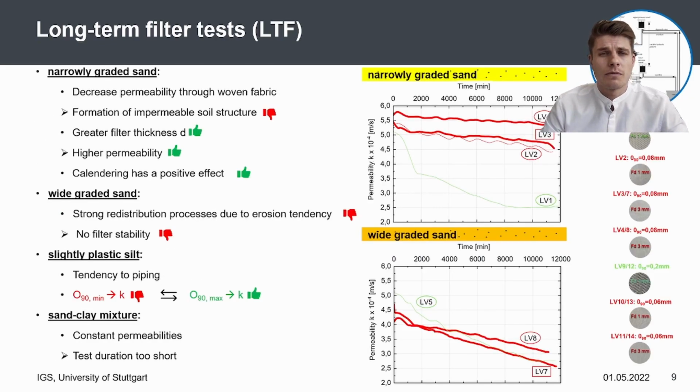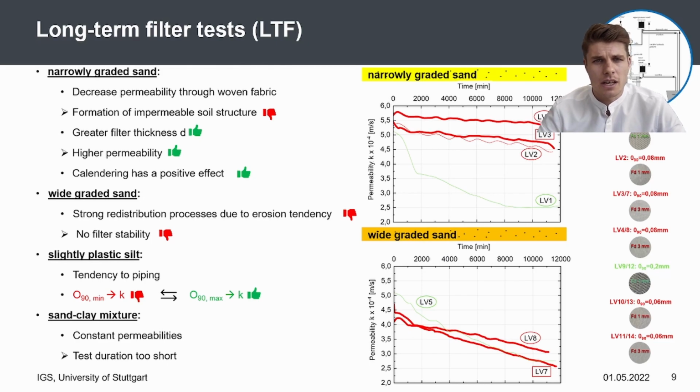Let's move on to some significant parts of the results. First of all, let's take a look at the permeability curves of the long-term tests of wide graded and narrowly graded sand. For the most part, no filter stable system could be detected even after 200 hours of testing. This becomes visible by the continuing time-dependent decrease of the permeability.